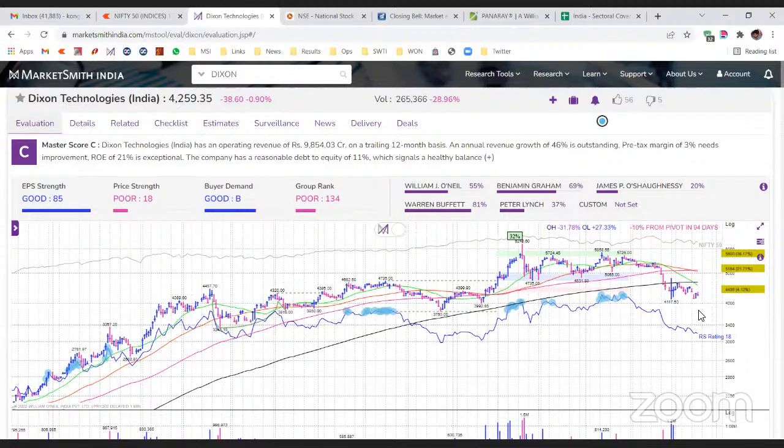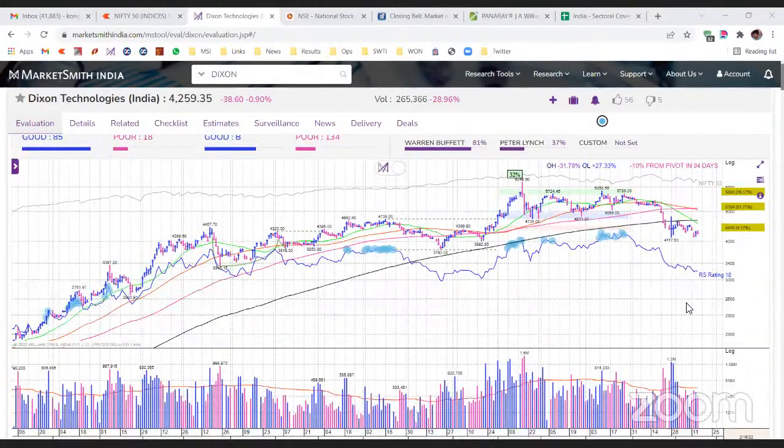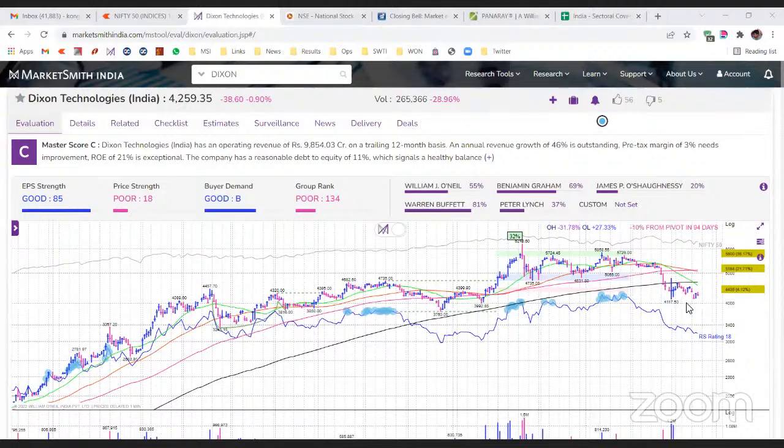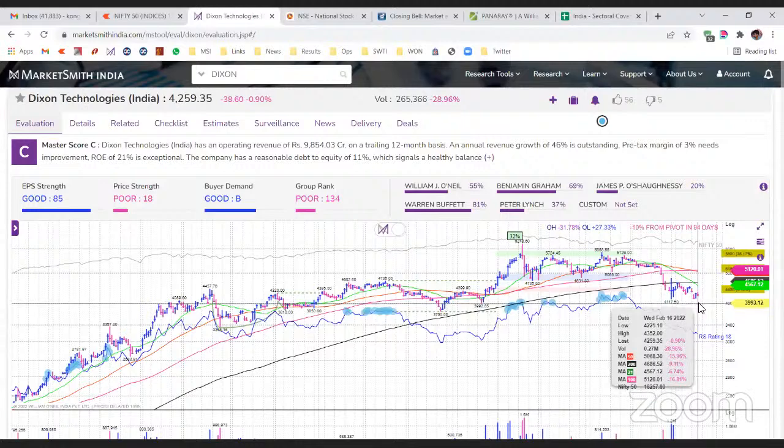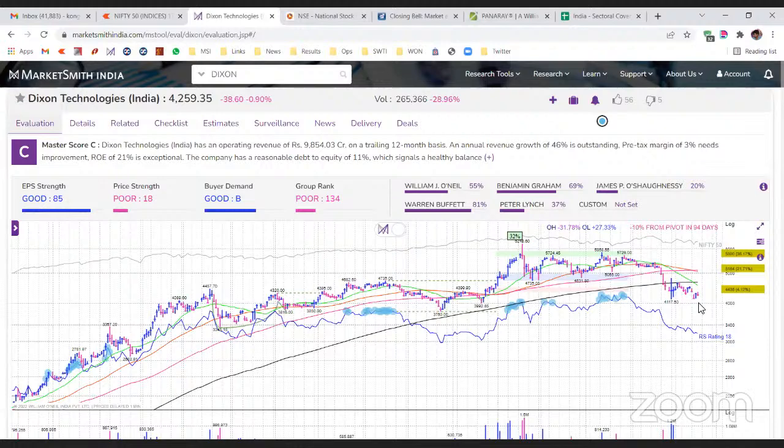Initiating a good fresh position at this point is not advised in Dixon because the stock is trading below its key moving averages and it's a technically beaten down stock. Even if you are holding the stock in your portfolio, you can consider exiting the stock, because you never know. There is no clear support for the stock at the current moment, because there are no moving averages below CMP. You can consider exiting the stock and stay in cash rather than losing in a stock.